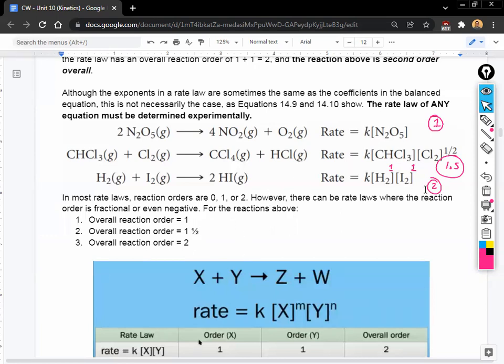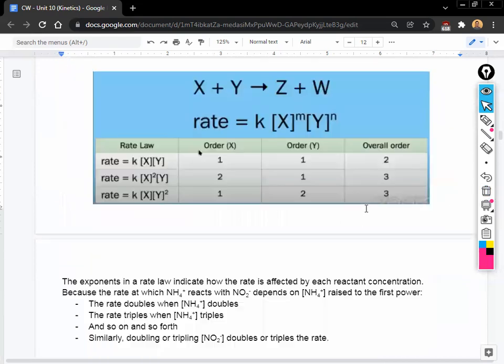You just need to add up the m and the n. It doesn't matter what the coefficients are. Earlier I mentioned it briefly, that usually it's going to be the coefficients, but as you can see here, it's not always going to be the coefficients. So don't assume it's going to be the coefficients. Always go by the rate law if they give it to you like this, okay?